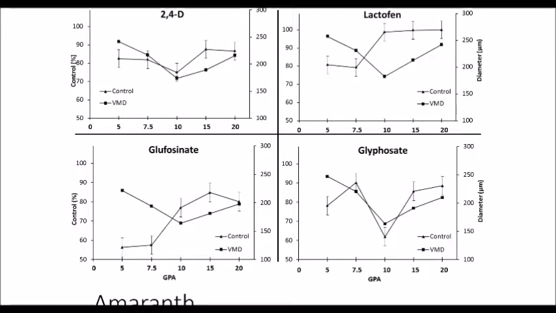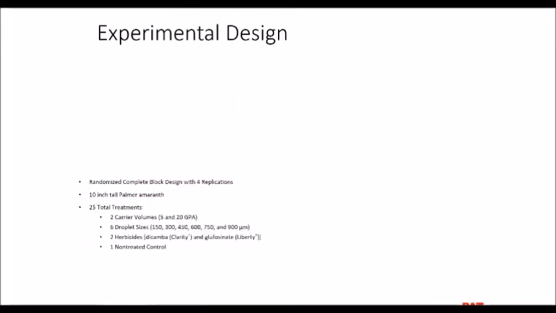So the real take home on this is that if I'm dealing with a systemic, most of our systemics we're going to manage or maximize efficacy based on droplet size, with larger droplet sizes in many cases being more efficacious. With our contacts, we're going to maximize efficacy by increasing the carrier volume. So that really starts to take us down a little bit different path.